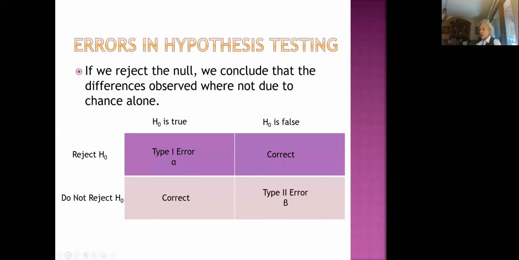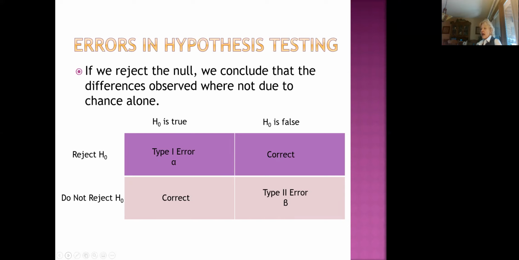So what are the errors in hypothesis testing? If we reject the null, we conclude that the differences observed between the two groups were not due to chance alone. So you can have a type 1 error and you can have a type 2 error, and that's if you make the wrong conclusions. And so the first one, let's talk about type 1 error, which is in our top box there.